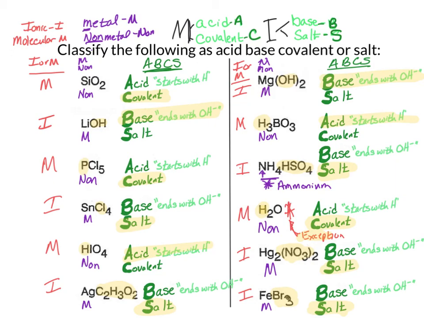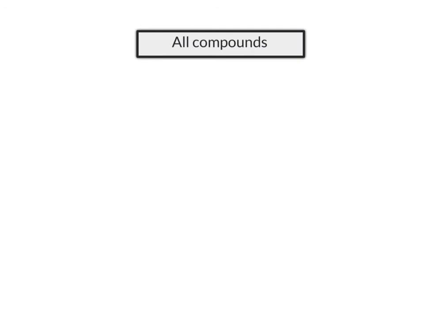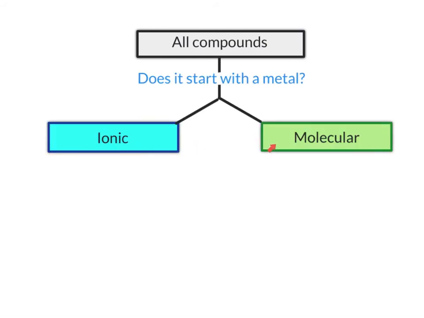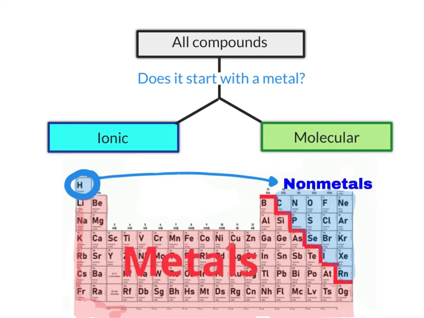Hopefully that's enough practice. There is more practice online for you. So let's look at this visually. If we look at all compounds, they can be classified as ionic or molecular. The ionic ones start with metals. I put it to the left on this so that you could see it. The ones that start with metals or ammonium are on the left-hand side, just like on the periodic table, the metals are on the left side.